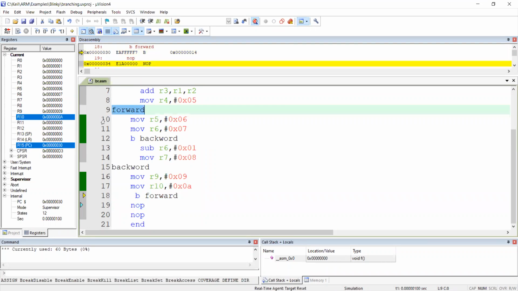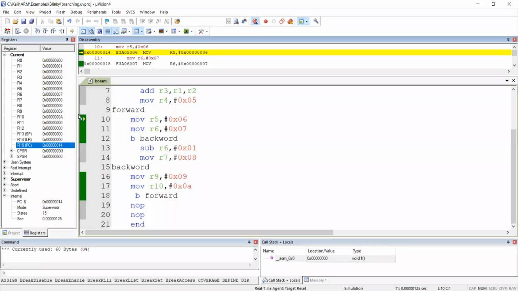So I'm going to get the 10th line again. This PC will point to the 10th line. Let's see. Can you see now? It's in the 10th line. So now condition, okay, let's continue one more time. So again, it will go backward, that means here. Okay, you can see now, this is the branch.